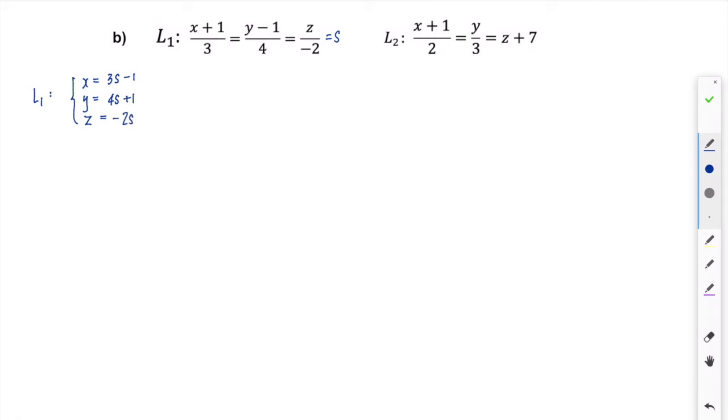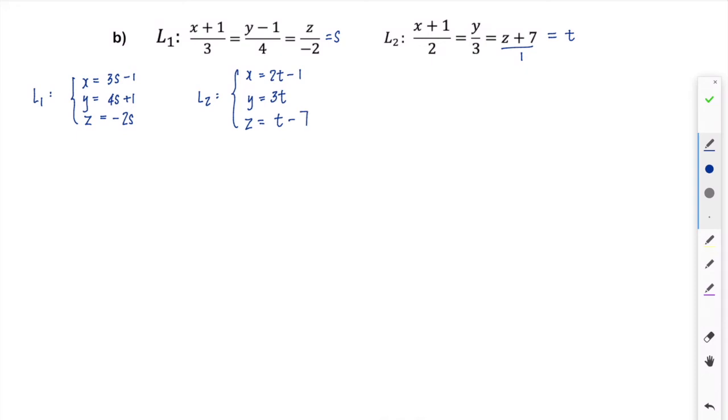For L2, we're going to use t, okay, as the scalar multiple. So 2t minus 1 for x. Y is 3t. And z, we don't have a denominator, so it's over 1. That means it is t minus 7.